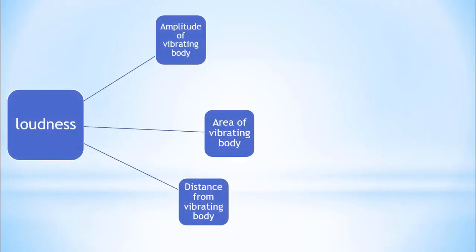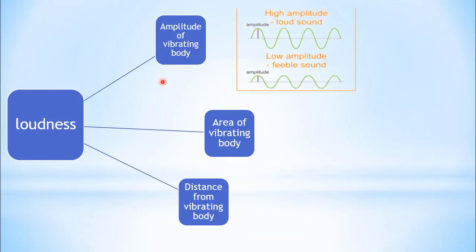The loudness of sound depends upon some factors. The first one is the amplitude of the vibrating body, then the area of the vibrating body, and the distance from the vibrating body. What is the amplitude of the vibrating body? The amplitude means the height of the sound wave. If the amplitude is high, a loud sound can be produced. And if the amplitude is low, a feeble sound can be heard. So, the amplitude of the vibrating body has a direct relation with the loudness of sound.